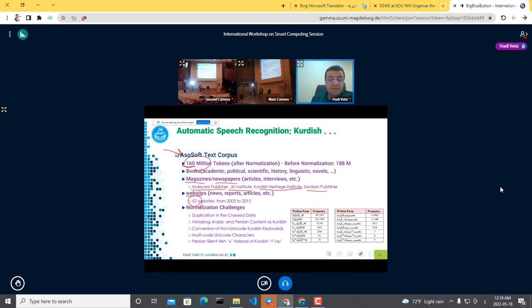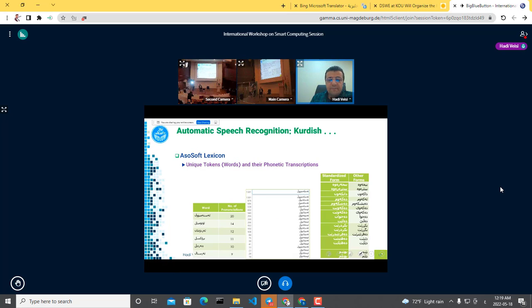There are various challenges for normalizing text in Kurdish. Some of them are listed here and are also reported in the papers. For example, there are various ways of writing a word in Kurdish, just like many other languages.